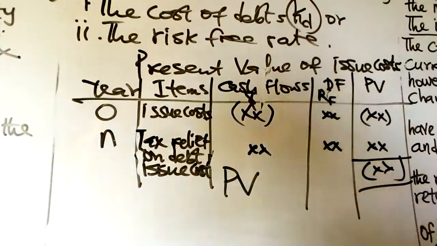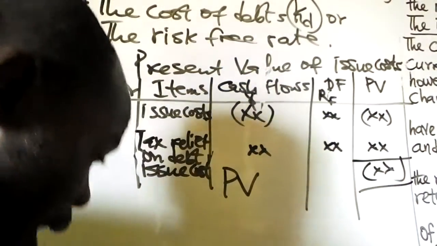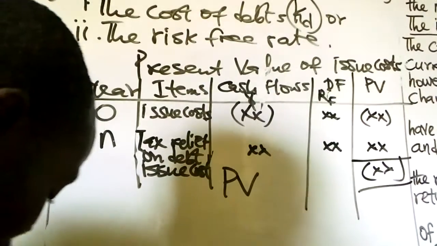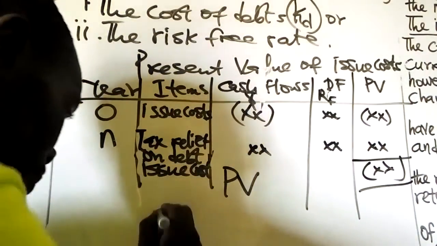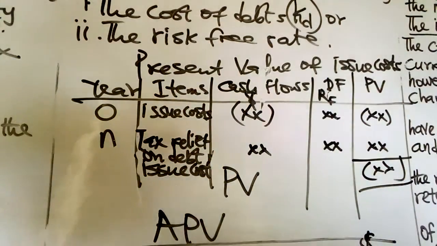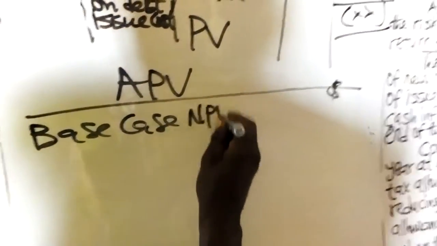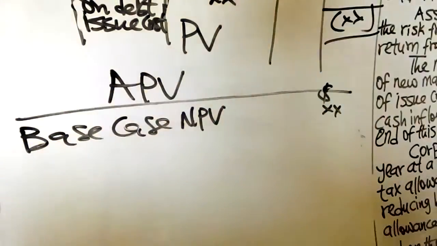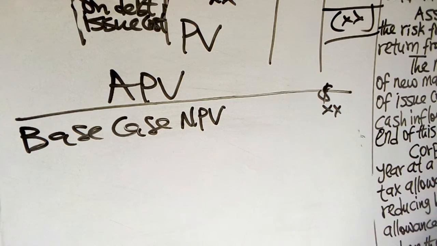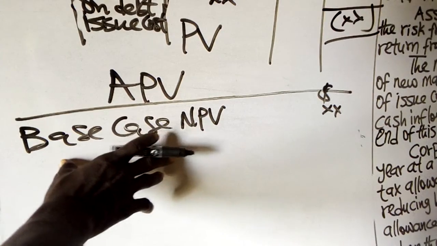Then I want to look at the adjusted present value itself, APV. I've told you that the first thing you compute is the base case NPV. The cash flows to use for the base case NPV are the same as the cash flows for the normal net present value in investment decision. The normal cash flows for NPV calculation will still be used in your base case NPV.